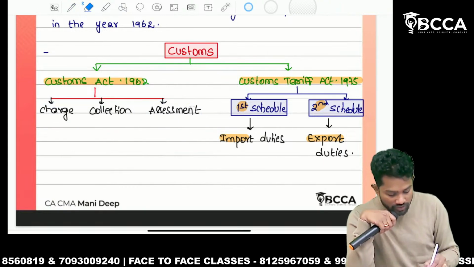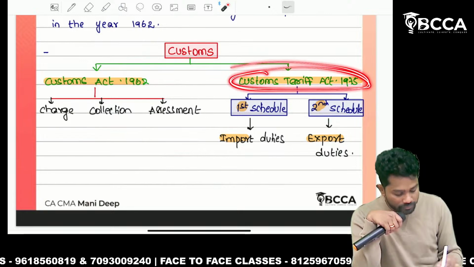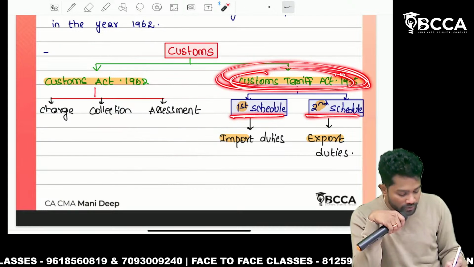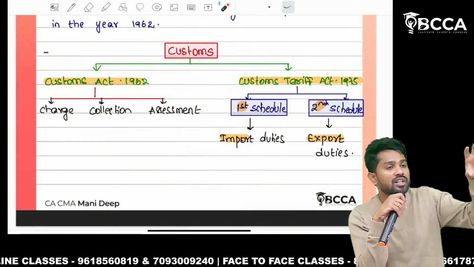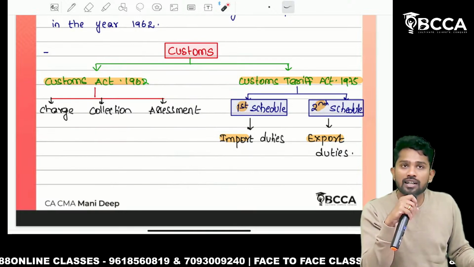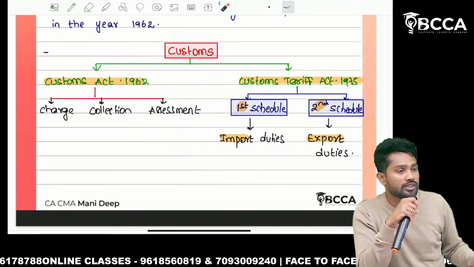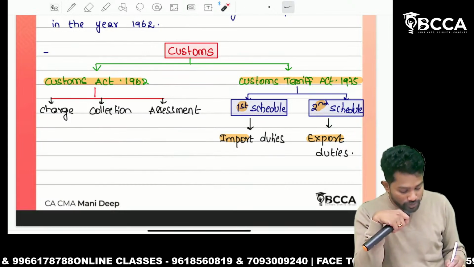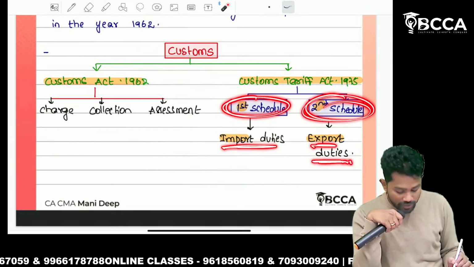So if everything is covered by the Customs Act, then what is the purpose of the Customs Tariff Act? The Tariff Act consists of two schedules, the first schedule and the second schedule. Important, sir: Customs is not a single act. Under customs there are two acts, one is the Customs Act 1962 and the other is the Customs Tariff Act 1975. Under the Tariff Act there are two schedules. The first schedule consists of import duties, whereas the second schedule consists of export duties.